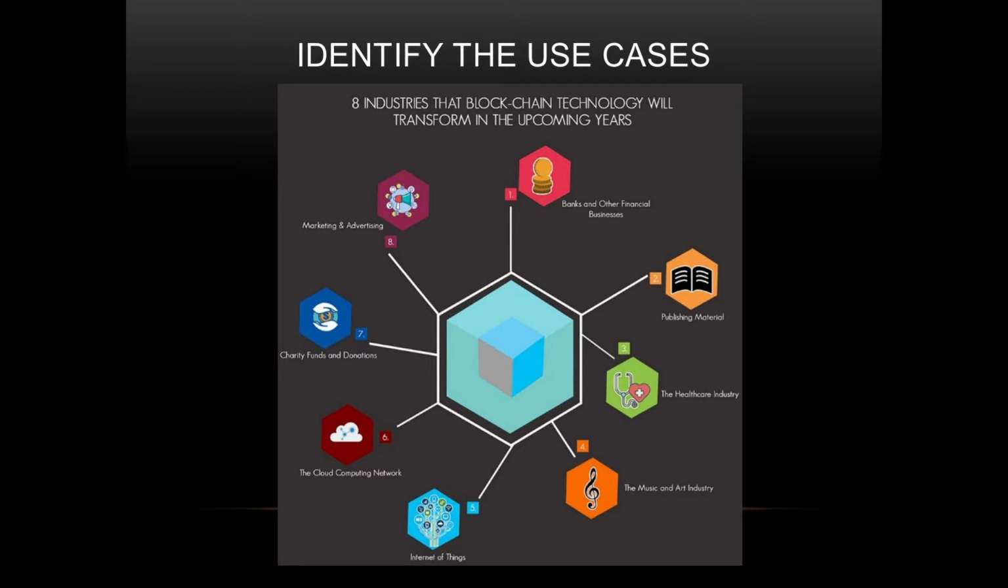Some are banks and other financial businesses, some publishing material, healthcare, very important. Then music and industries, then Internet of Things, in which the research is still going on, cloud computing networking, some charity funds and fundraising, etc., and marketing and advertising. These are all the major use cases at this moment, but you can create a use case of your own. Just see to it that it is very effective and better than the previous versions of the centralized applications.